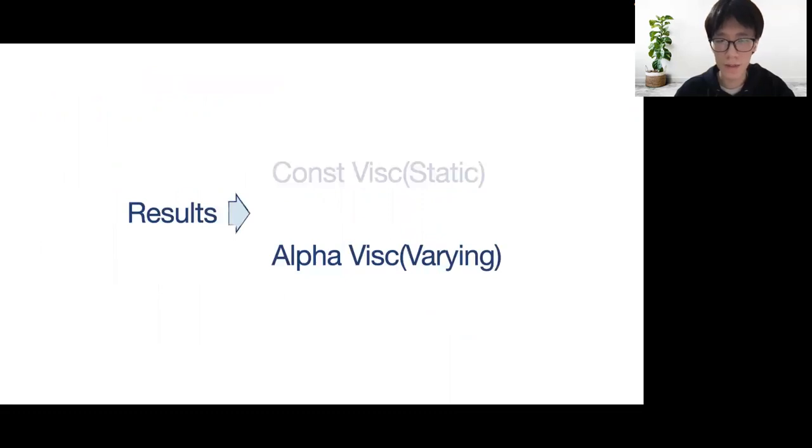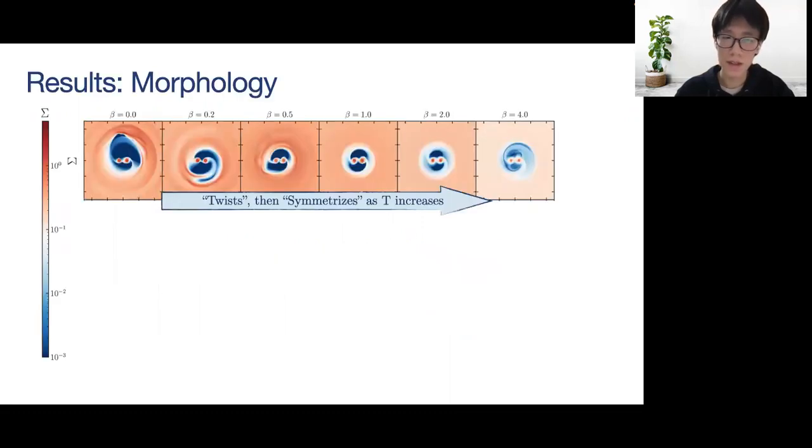And go to the second case, which is alpha viscosity, or say a dynamically varying viscosity. This is actually the viscosity we used in the first study. So the results are actually similar. Your morphology change goes from eccentric to twisted eccentric, or say a little spiral around the cavity wall, and then goes to a perfectly circular cavity.